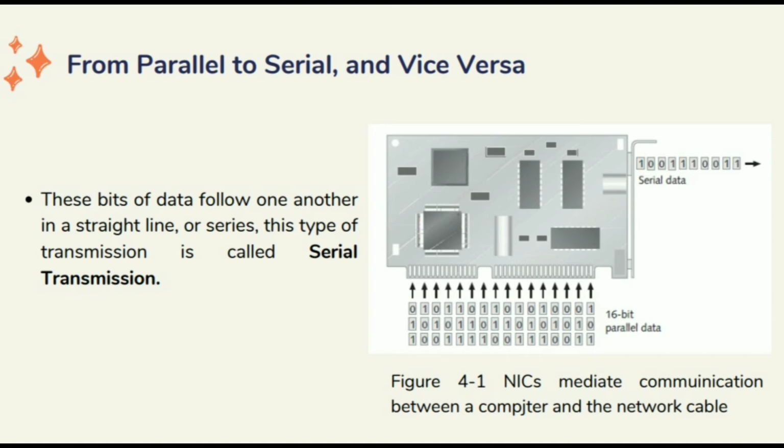When bits of data follow one another in a straight line or a series, this type of transmission is called serial transmission. Thus, one of the most important jobs a network adapter performs is to grab outgoing transmissions from the CPU in parallel form and recast them into their serial equivalents. Look at figure 4.1. For incoming messages, the process reverses. The network adapter grabs an incoming series of signals, translates them into bits, and distributes those bits across the parallel lines that communicate with the CPU.